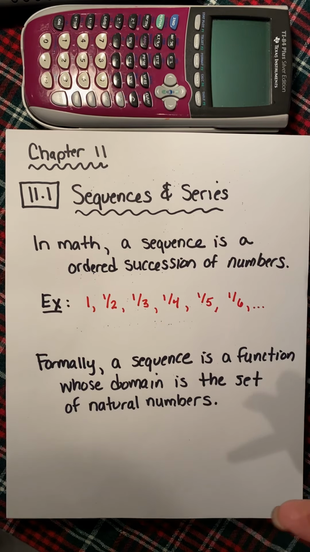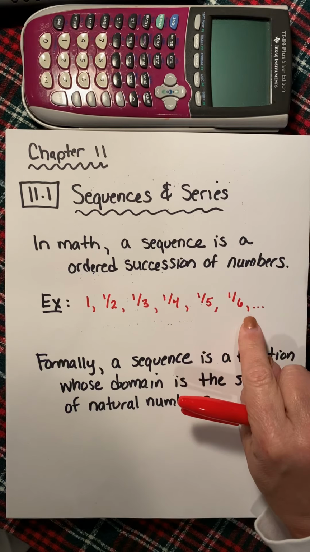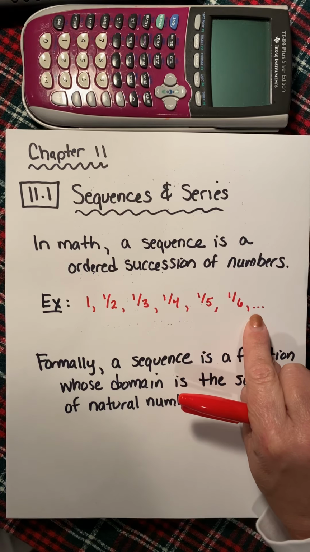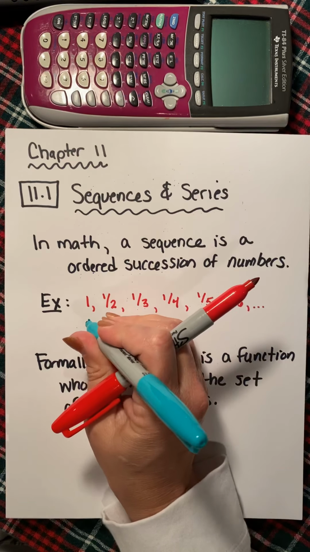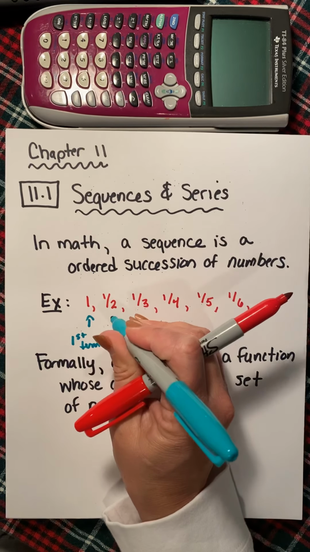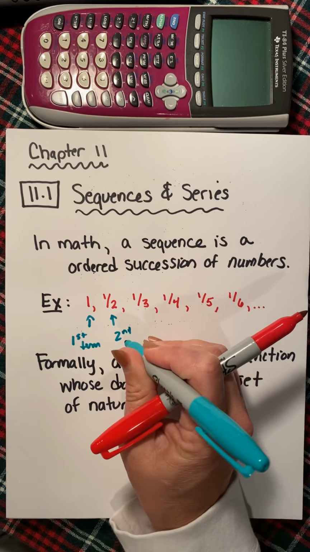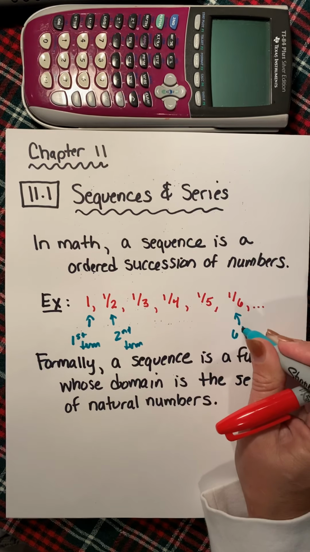And we could continue forever. Sometimes sequences are finite, meaning they may have just 6 terms like this. If you see the dot dot dot at the end, that means it continues this way forever. Each number in a sequence is called a term. So this is called the first term. That would be my second term, and so forth. This would be my 6th term.